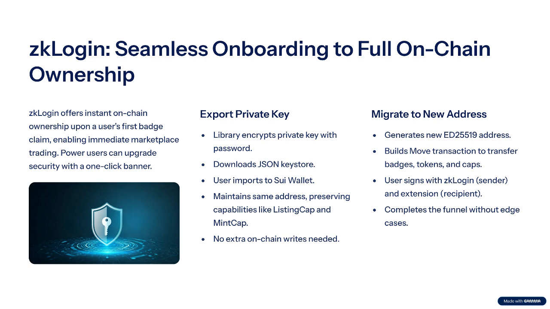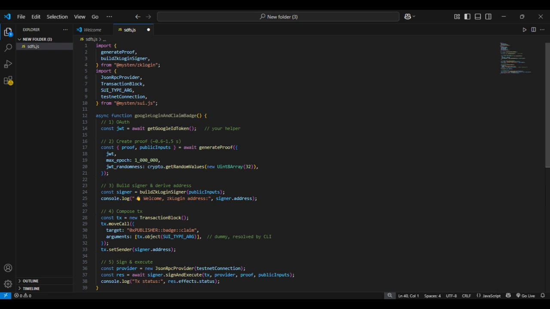Ed25519 address. Build a Move transaction that transfers badges, tokens, and caps, then instruct the user to sign both, with a zkLogin as sender and the extension as recipient. Either path completes the funnel without weird edge cases. Here's a complete flow in about 40 lines.